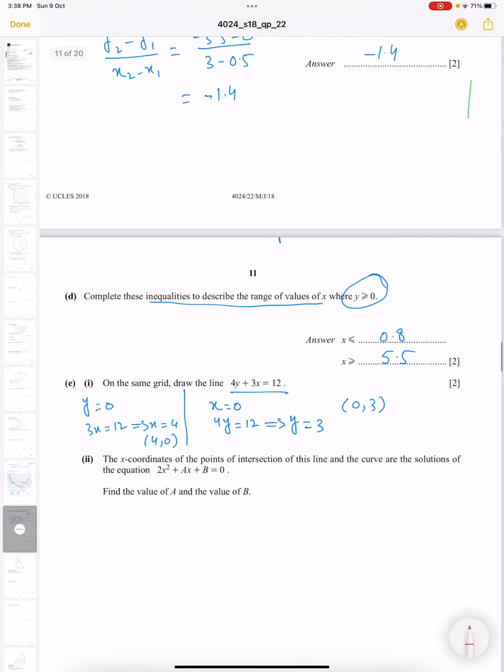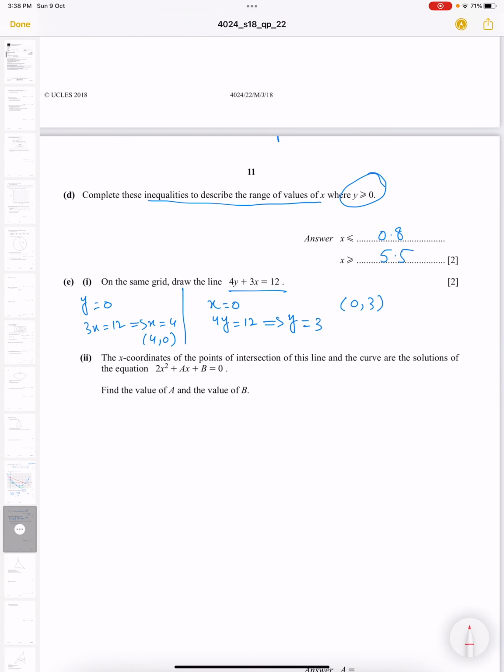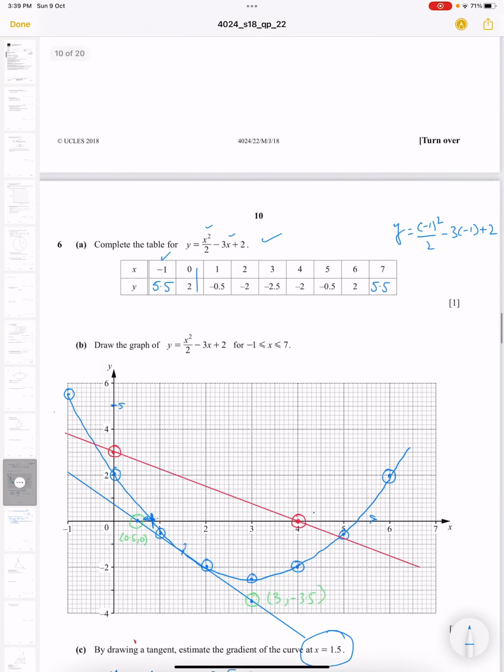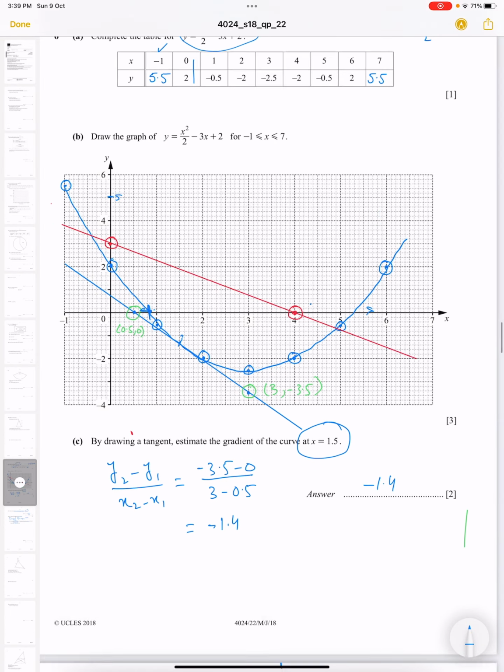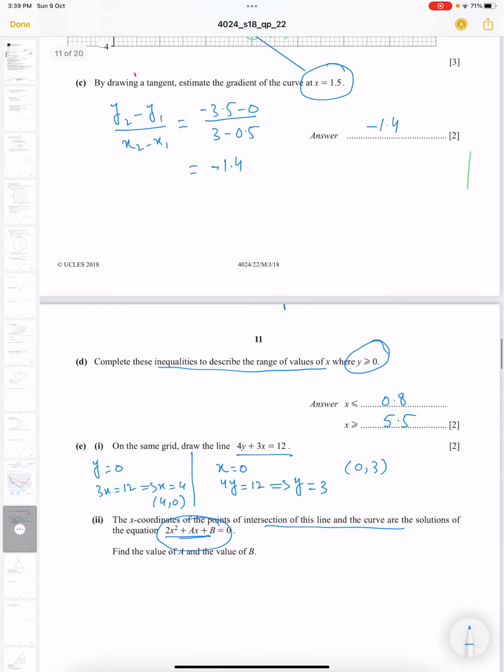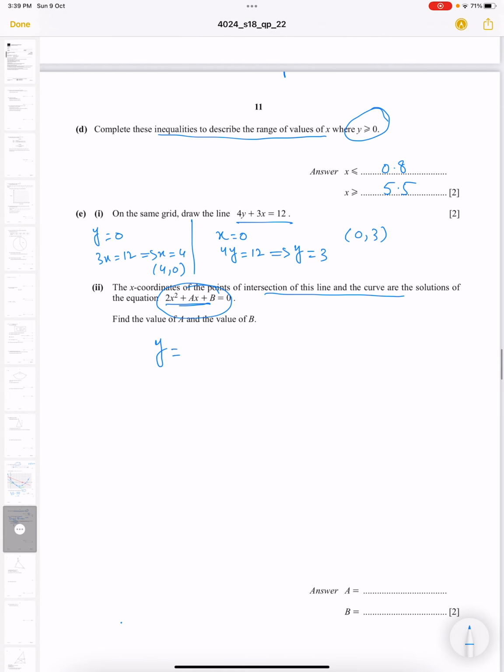Let's do the next part now. Yeah, this is an important one. The x-coordinates of the point of intersection of this line and the curve are the solution of this equation, 2x squared plus ax plus b is equal to 0. First, we have to form this equation. Now, how are we going to form this equation? Look at the main statement. This is an equation given to us, y is equal to x squared over 2 minus 3x plus 2.